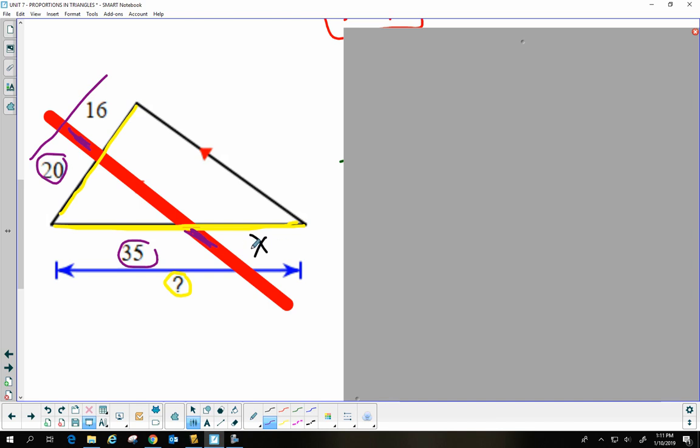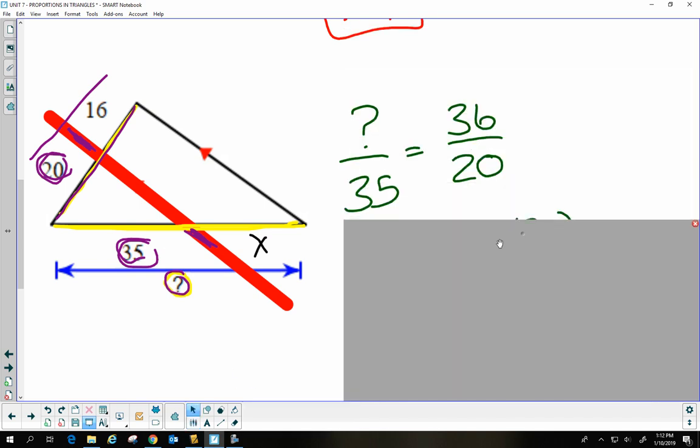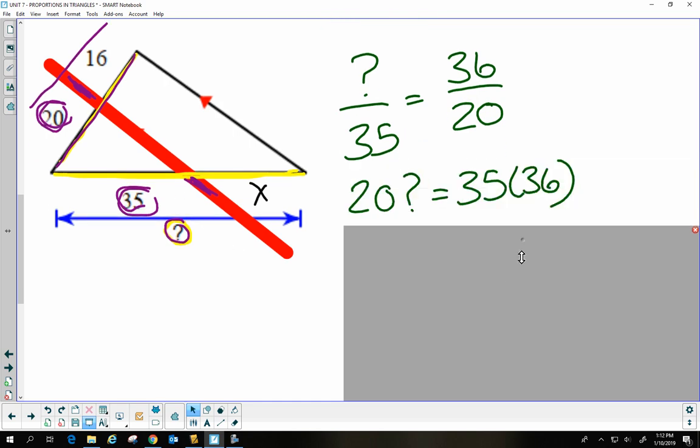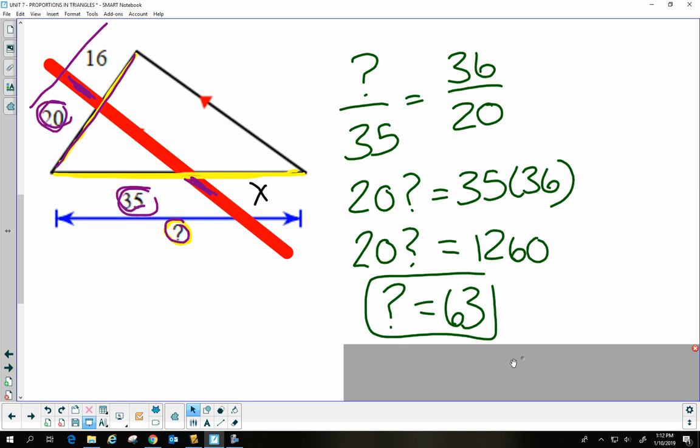So again, since I don't know this piece, I can't just have a simple fraction here. I'm going to use my whole side and put it in a fraction with the piece that's below the red line because I know that. So what I end up with is question mark over 35 and 36, 20 plus 16 over 20, the piece below this red line. Okay, I chose the piece below the red line because that's what I chose over here. And now we're solving and we get 63.